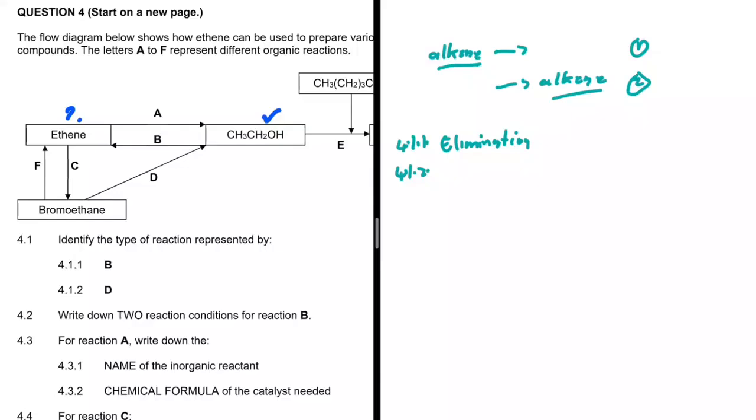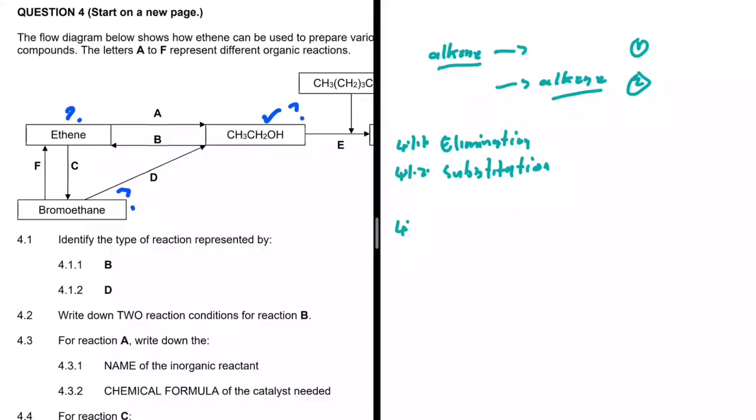Let's take a look at 4.1.2. Identify the type of reaction represented by D. So again, does it start with an alkene? No, it does not. Bromoethane is not an alkene. And does it end with an alkene? It is not. It ends with an alcohol. So because the first condition is not met and the second condition is also not met, then it would be a substitution reaction. Those are the only two things that we need to look at. Does it start with an alkene? Does it end with an alkene? If that's not the case, then it is a substitution reaction. So there we go. That is 4.1.